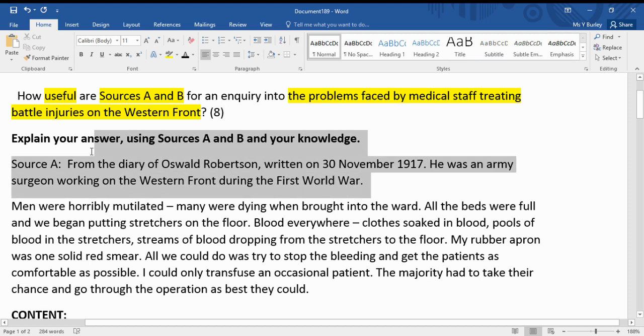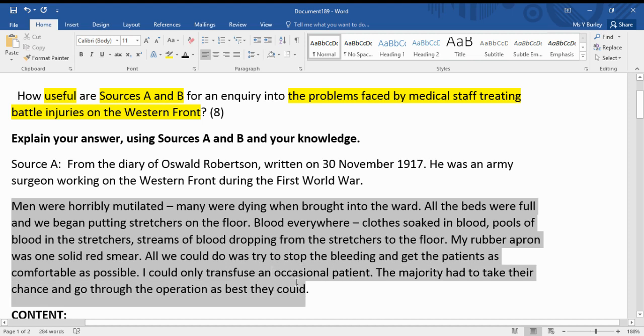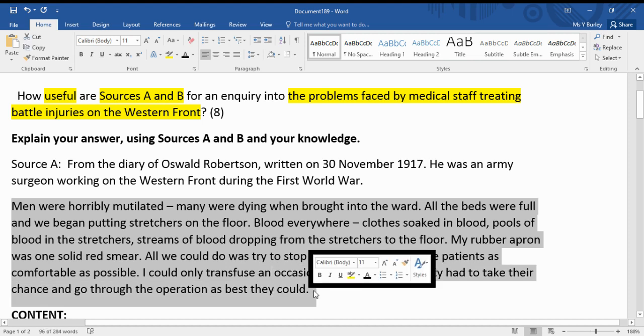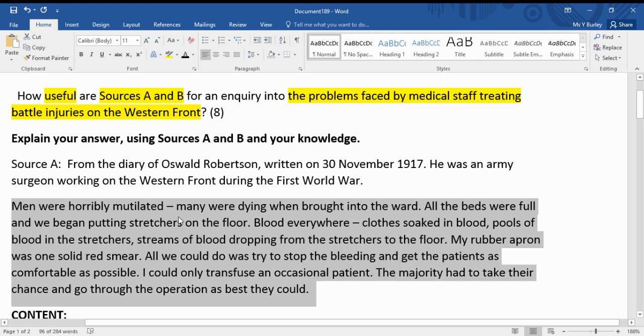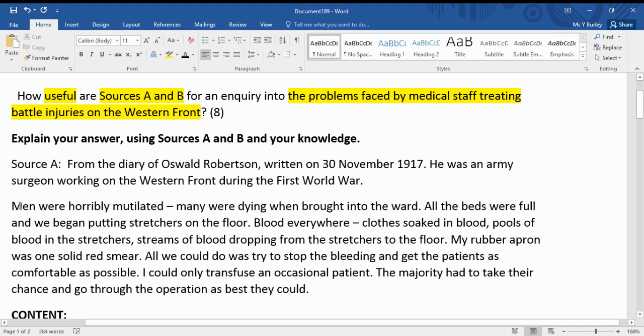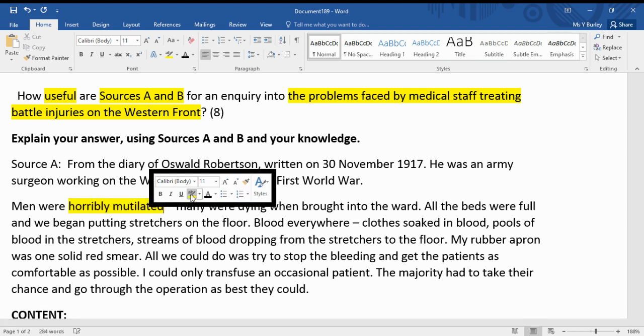Good. We're going to come back to this part a bit later because today at the start we're going to focus on the content of the source, which is this part here, what the source has to tell us about battle injuries. It says men were horribly mutilated. Okay, that's already something that sparked my interest, so I'm going to highlight that. They're horribly mutilated. This tells us that obviously there were some quite serious injuries that the medics were having to deal with.